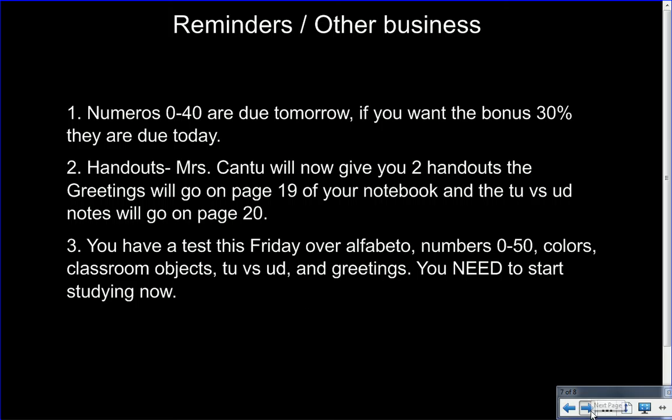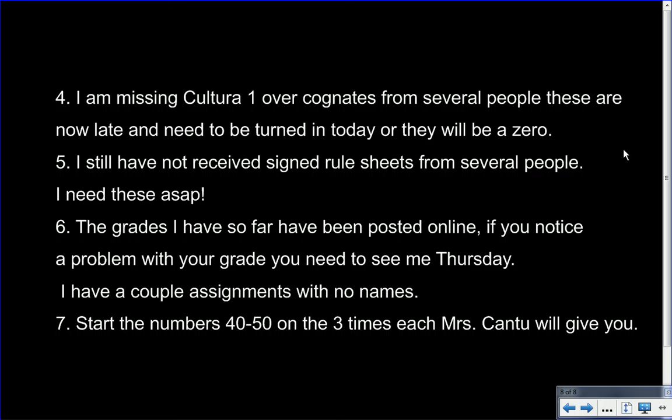All right. Also, Cultura 1, that was due on Friday. If you were absent Friday, you need to get that into the box, the class box. But I'm missing it from several people who were present on Friday, and now those are late, and if they're not turned in today, they're going to be a 0. So they're already minus 30%. So if you don't get them in today, they're going to be a 0. Guys, if you don't even have them all the way completed, even if you have a few words on there, something is better than nothing.